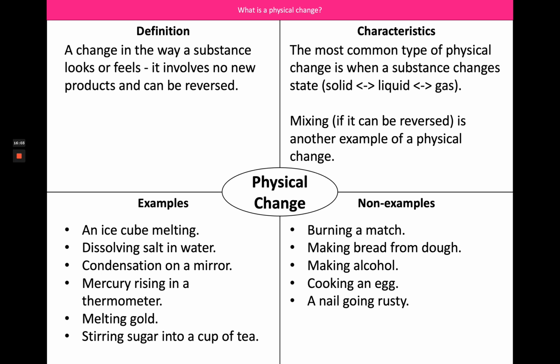And then non-examples, well, we've got here burning a match, making bread from a dough, making alcohol, cooking an egg, a nail going rusty. These are all examples of something you'll do later in the year called chemical changes. But one thing I hope you could recognize at this point is that it would be extremely difficult to reverse any of those, to unburn a match, to return your bread to dough, to return your cooked egg to the runny egg that it was at the beginning. Most cases impossible.